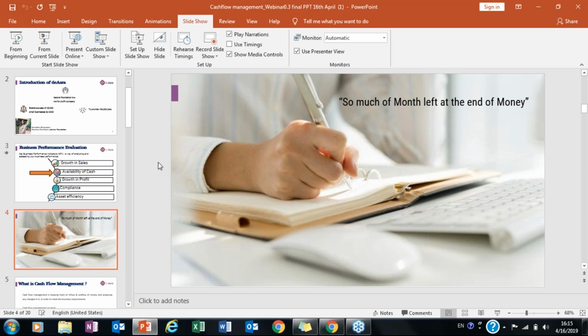So this proverb explains a situation which a lot of entrepreneurs face on a day-to-day basis, which means that money gets over quickly, but the days in which we're going to get it are remaining, and we have to survive in the remaining days. We have to efficiently run the business and its activity while the remaining days are there.